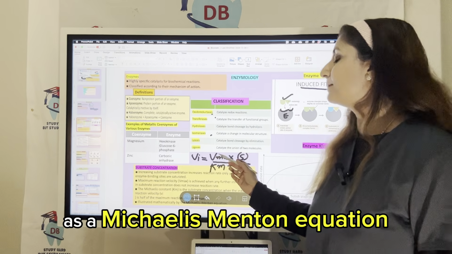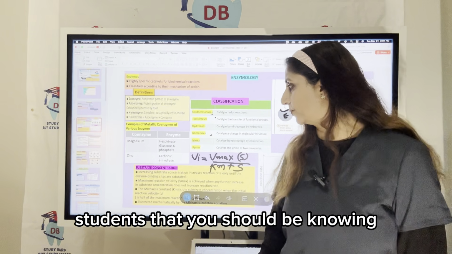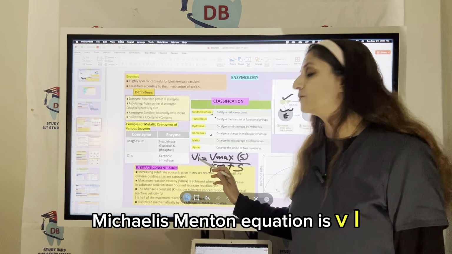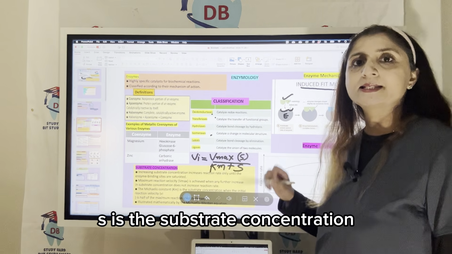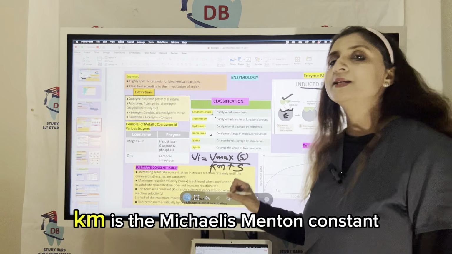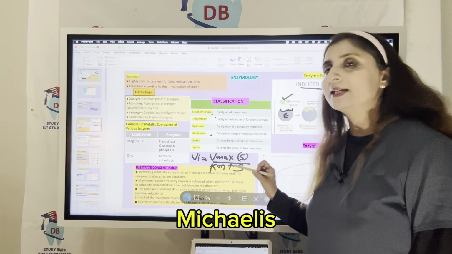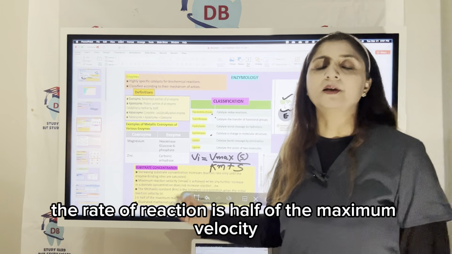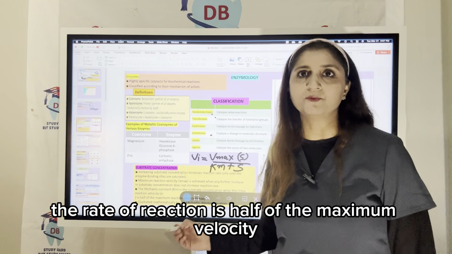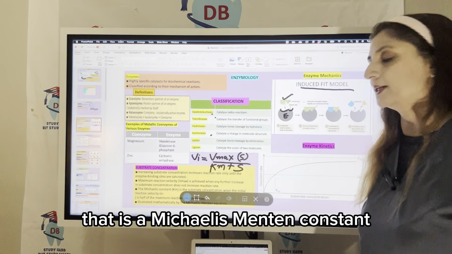There is something called as the Michaelis-Menten equation, students, that you should be knowing. Michaelis-Menten equation is Vi, that's the initial reaction velocity, Vmax is the maximum reaction velocity, S is the substrate concentration, Km is the Michaelis-Menten constant. So Michaelis-Menten constant is actually the substrate concentration at which the rate of reaction is half of the maximum velocity. That is the Michaelis-Menten constant.